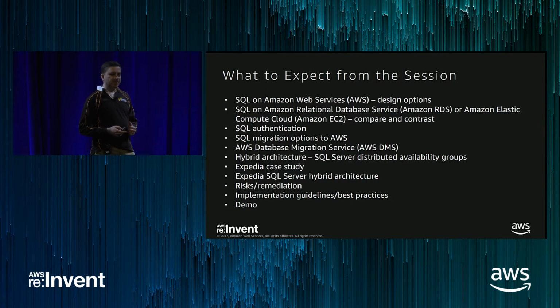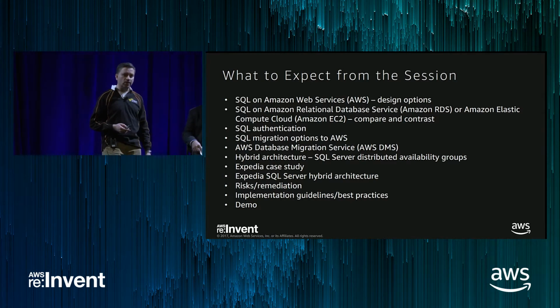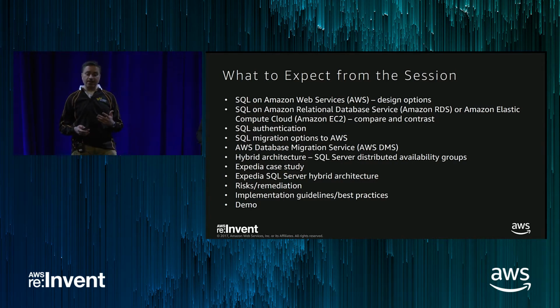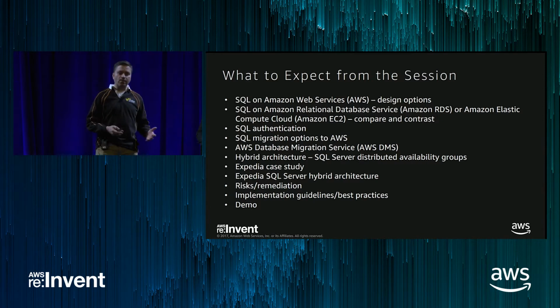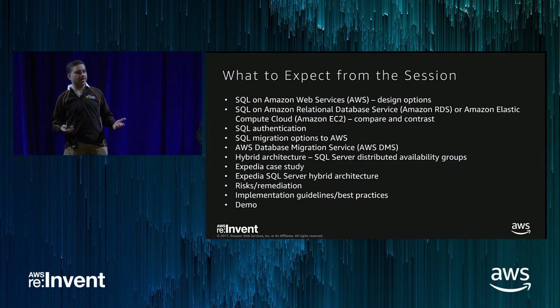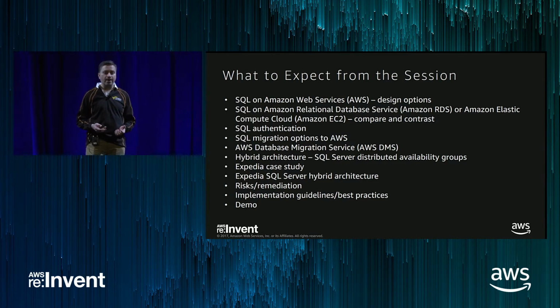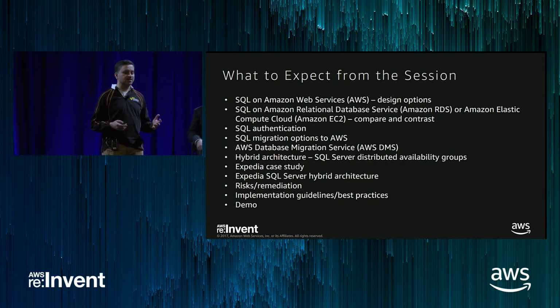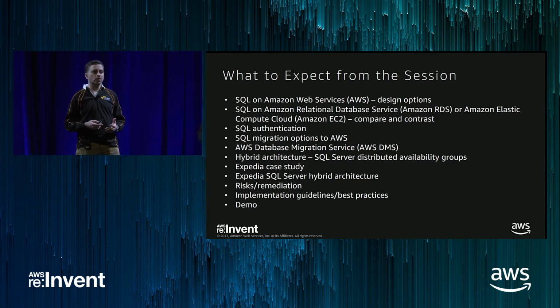AWS Database Migration Service is one of our key components to migrate databases, not only homogeneous database migration, meaning like-for-like migration, but also heterogeneous data migration. If you're looking to move away from commercial database engines to more open source, maybe Postgres, MySQL, or even Amazon Aurora, we'll take a look at some of the key features and capabilities within the Database Migration Service, which is turning out to be a key component for large customers who are trying to move databases to AWS.